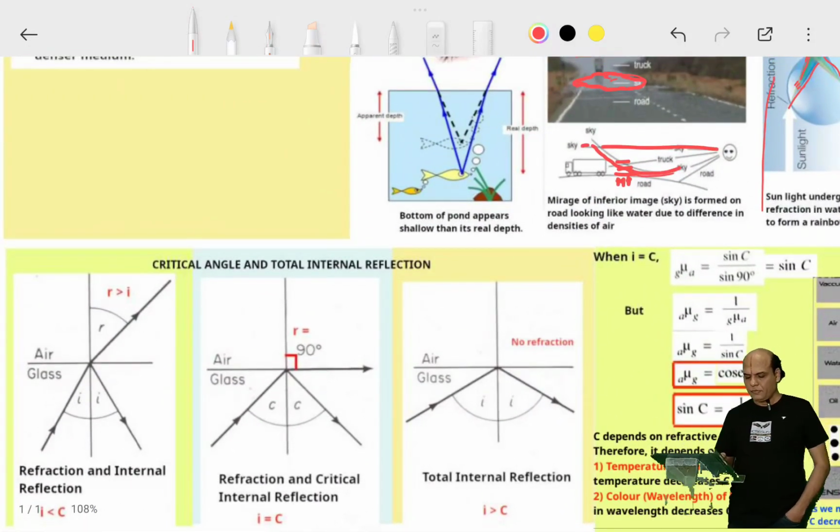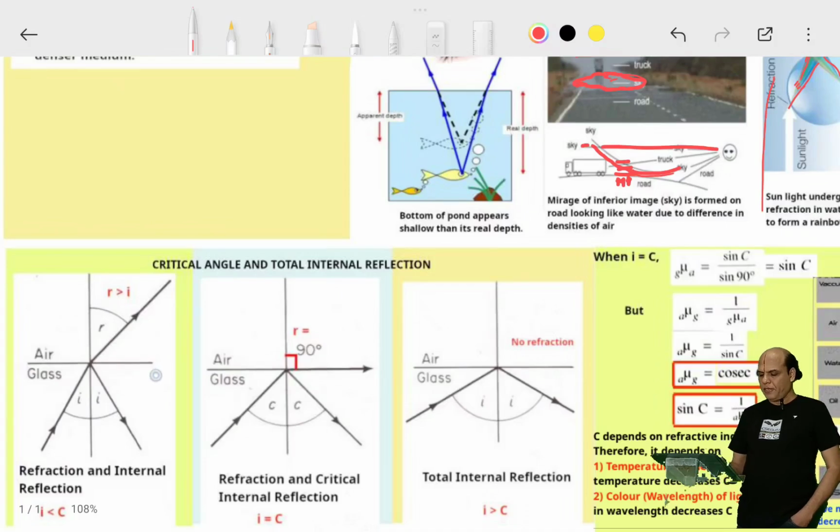Now, consider two media, glass and air. Okay. And consider an incident ray along this direction. So when it reaches the boundary of the two media, it gets refracted along this line. Okay. So let me draw the refracted line with black. So black is the refracted ray and red is the incident ray.